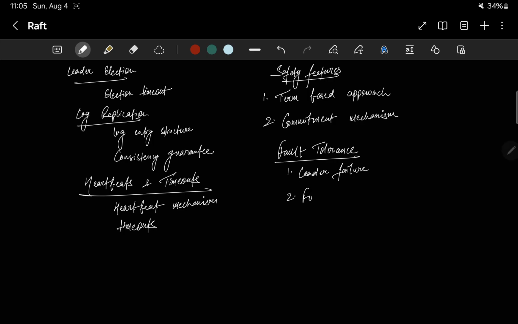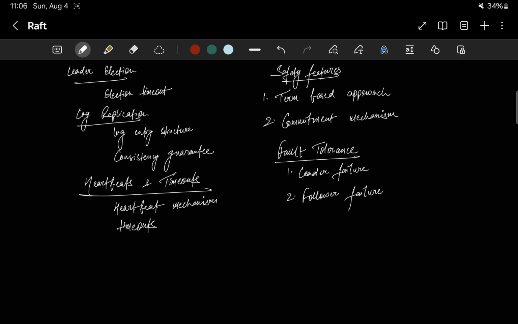And then there will be follower failure. If a follower fails or becomes disconnected from the cluster, it will not receive heartbeats from the leader and will start a new election to elect a new leader. This fault tolerance mechanism ensures that Raft can continue to operate even if some nodes in the cluster fail. Okay.